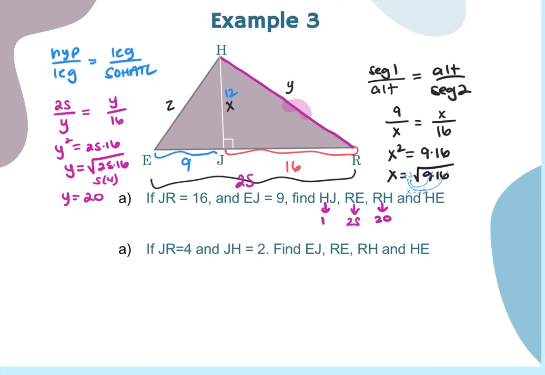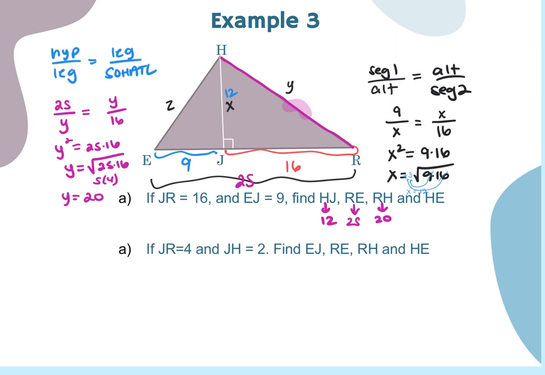We found HJ already, that was 12. Wait, so how can you know, like, oh, never mind.